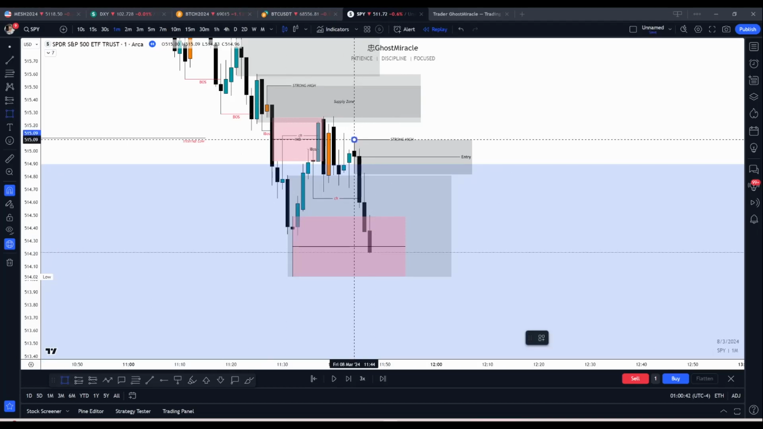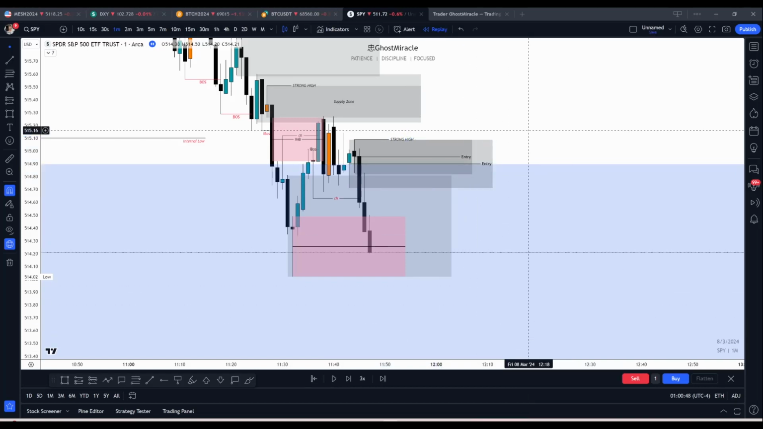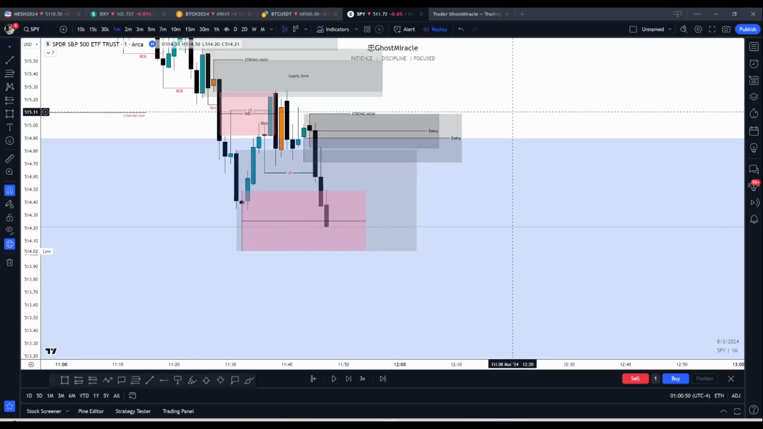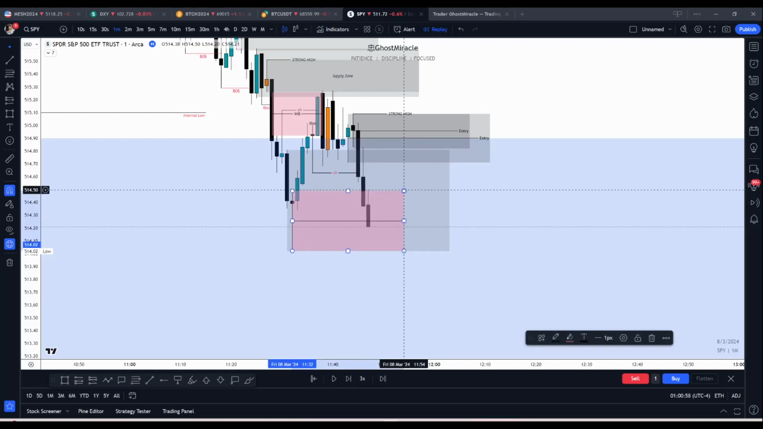This zone here, or on the safer side, this zone here is mitigated. And then you have nice, strong movement to the downside. So like this entry, I wouldn't even chance it. Not with these candles, not with this candle anyways.